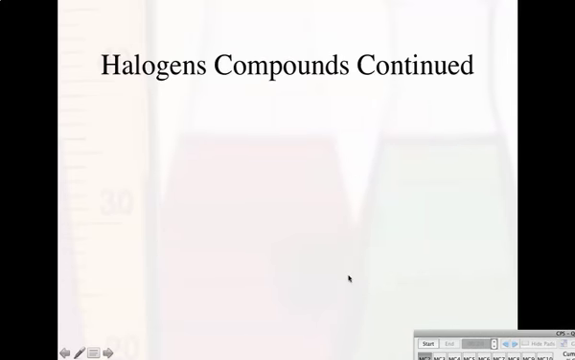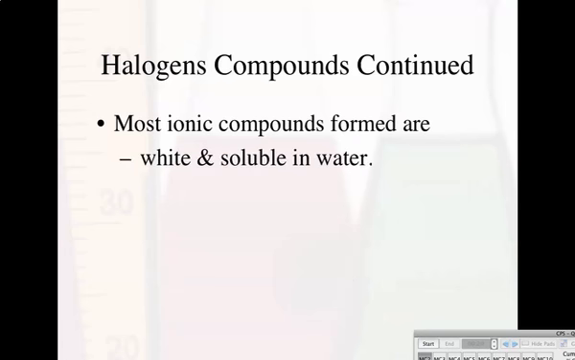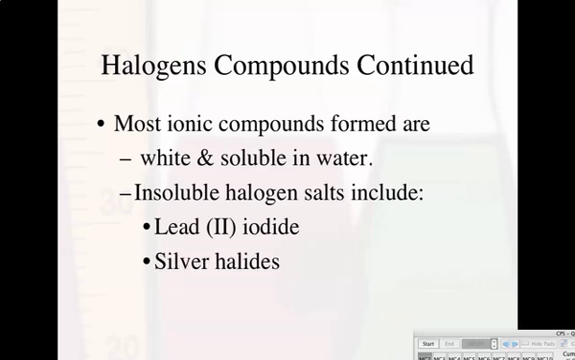Let's look at halogens some more. Most ionic compounds that are formed between halogens and some metal are going to be white and soluble in water. Gets kind of boring sometimes, but most of them are. There are some insoluble halogen salts that would be good to memorize, and those are lead 2 iodide and any halide, so any of the halogens with silver. Now we're on to the next page.